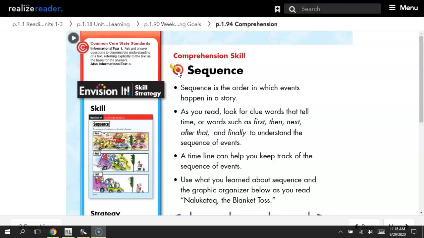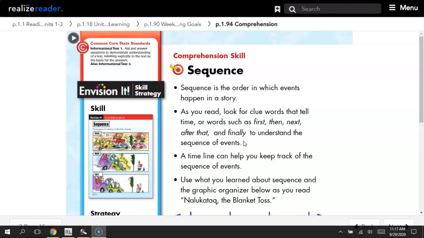So as we read, sometimes the author will give us clue words to help us with sequencing, putting the story in order. Sometimes the author provides us with clue words, such as first, next, then, after that, and finally. Those are just some examples of sequence clue words. There are many more sequence words that an author may sometimes use.